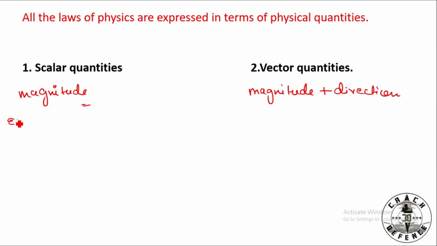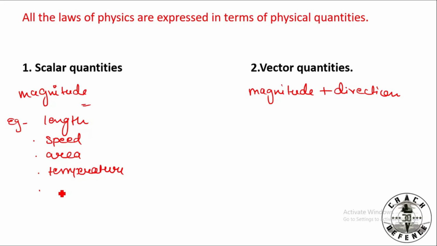Now, some examples to understand it better. Simply, we can take length, which is a scalar quantity. One more can be speed, which only has magnitude to it. Area, as we all know. Temperature. Then we can have maybe density and pressure.